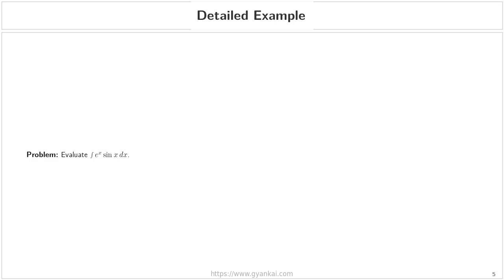Problem: we want to evaluate the integral of e to the power of x times sine x, with respect to x. Step 1. Assign the integral to I. This is the first key step. We're going to treat the entire integral as a single variable. So, we let I equal the integral of e to the power of x times sine x, with respect to x. This just simplifies the notation and allows us to manipulate the integral algebraically.